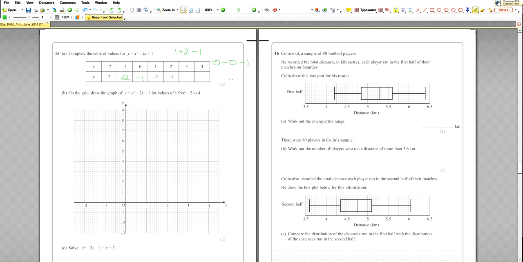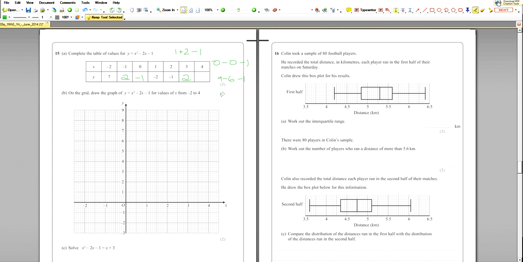Now put 3 into there. So 3 squared is 9. Minus 2 times by 3 is minus 6. And then minus 1. So we've got 9 minus 6 minus 1, which will give us an answer of 2. So put 4 in there now.